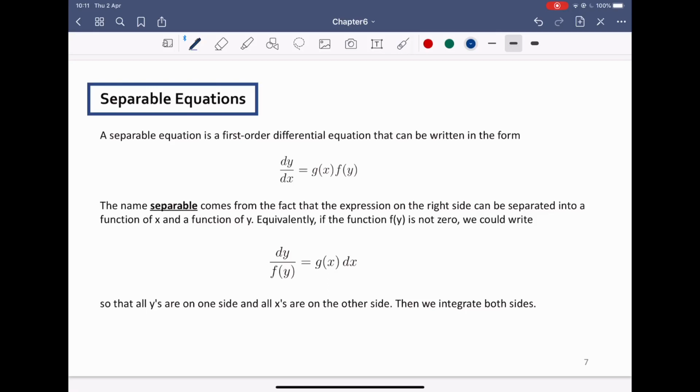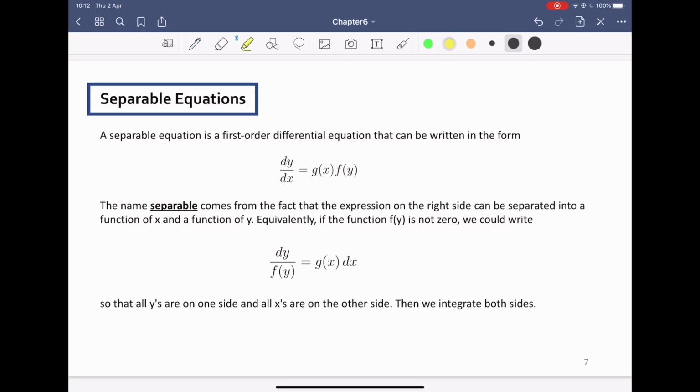Okay, let's begin with separable equations. A separable differential equation is the simplest form of differential equation to solve. They have a special feature that makes them easy and approachable. That special feature is that the right-hand side of the differential equation separates into some function of x multiplied by some function of y. That is why we name it separable.